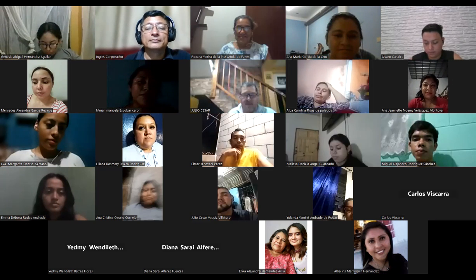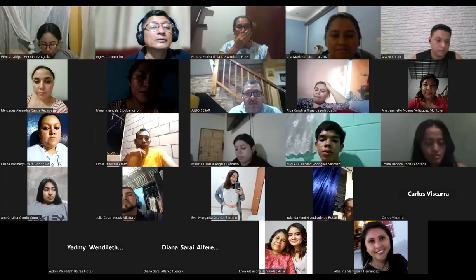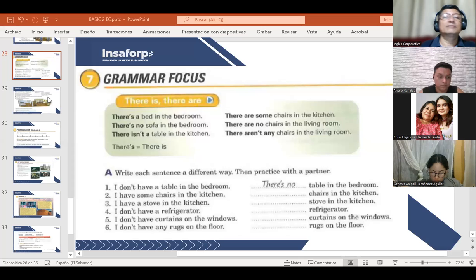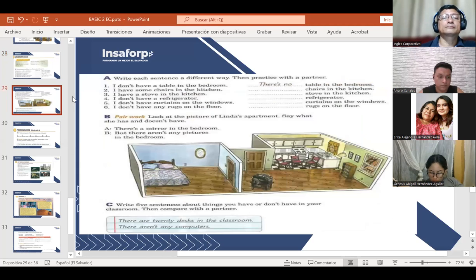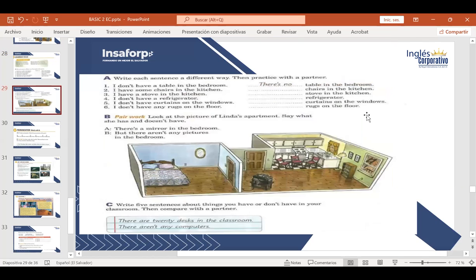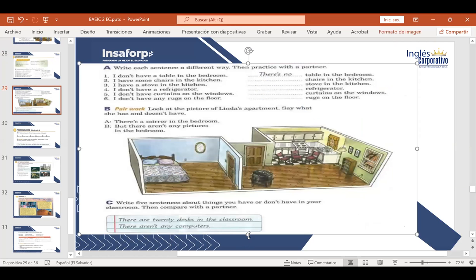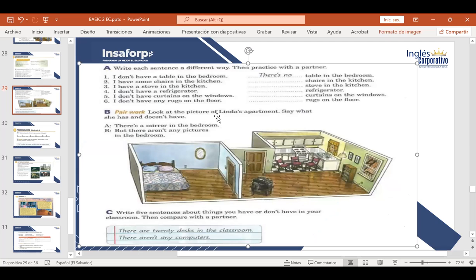Okay, let's go back to the presentation. We have another activity. I'm going to explain this activity right now, okay? This one is the letter B. Look at the picture of Linda's apartment. We're going to make it bigger. Okay, good. Look at the picture of Linda's apartment. Say what she has and doesn't have.